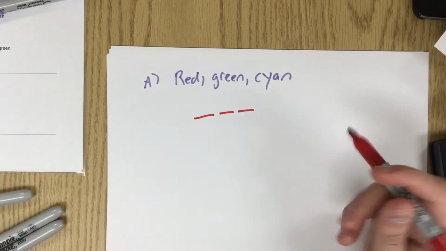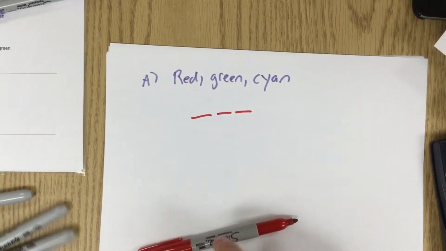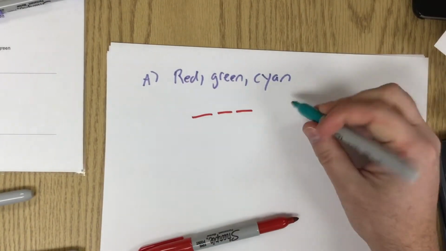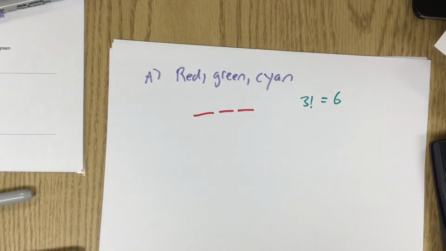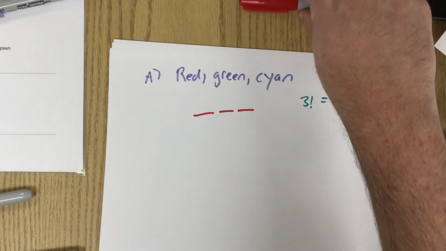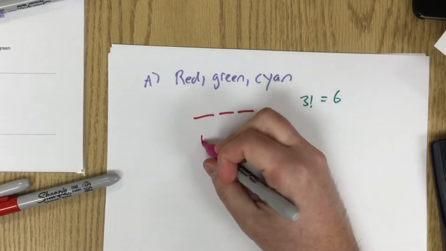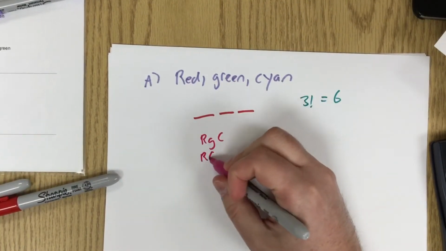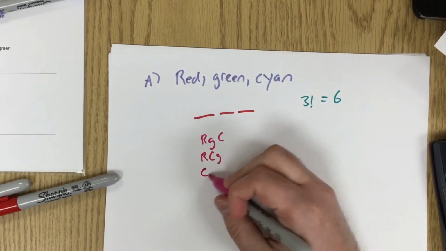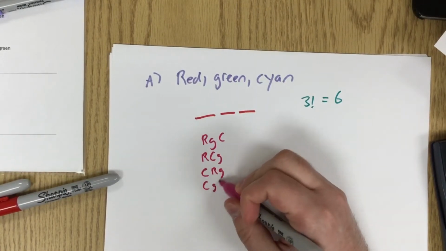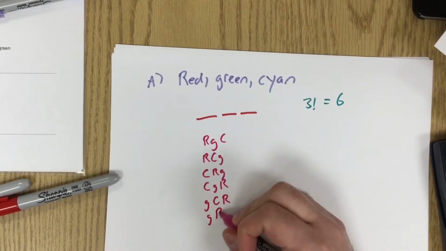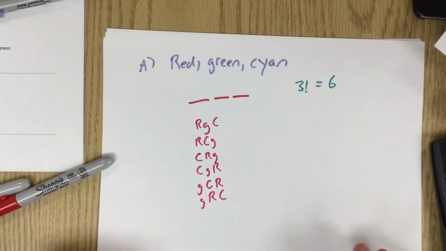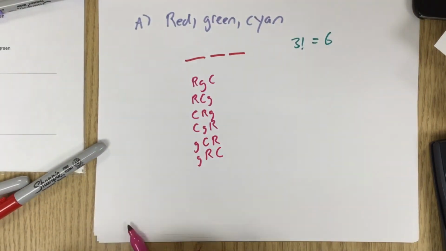And so there's 3 times 2 times 1. Another way of looking at it is there is 3 factorial, which is 6. Or if we really felt like it, we could list them all. I'm not saying we should, but we could. So that would be red, green, cyan, red, cyan, green, cyan, red, green, cyan, green, red, green, cyan, red, green, red, cyan. There's 6 ways.